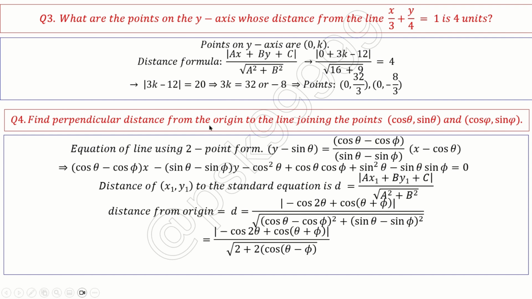Find the perpendicular distance from the origin to the line joining these points. This is actually very simple. You take the slope of this line, then the perpendicular slope, and the line is passing through the origin. The only thing is it has a lot of trigonometric ratios, cos theta, sin theta, cos phi, sin phi, so just do it carefully. It is exactly the same as when you have numbers there. There is no difference. Next.